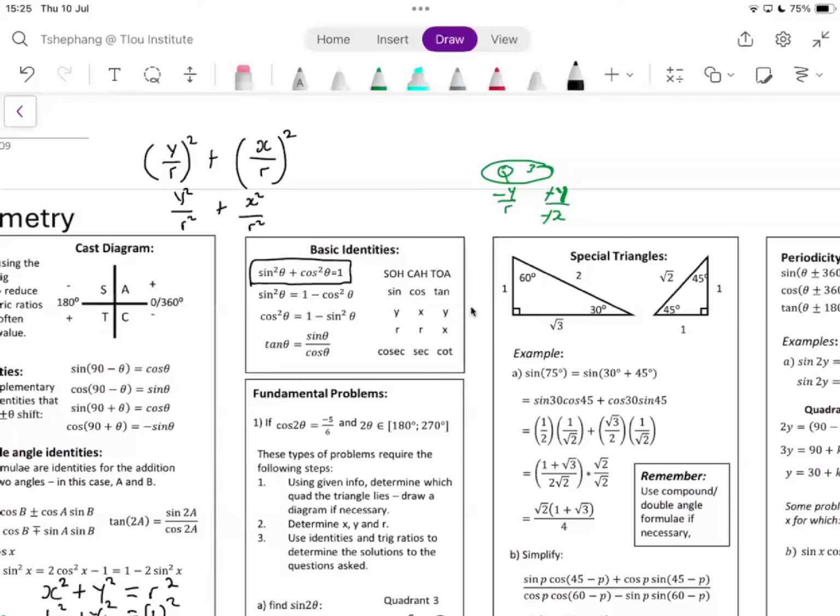Now, can you see that we have a common denominator, which is r squared? So I'll just write 1 over r squared, then I have y squared plus x squared. But according to Pythag, what is the top equal to? It's equal to r squared. Then it's over r squared. Now, what is r squared over r squared? It's equal to 1. That is why this identity gives you 1.